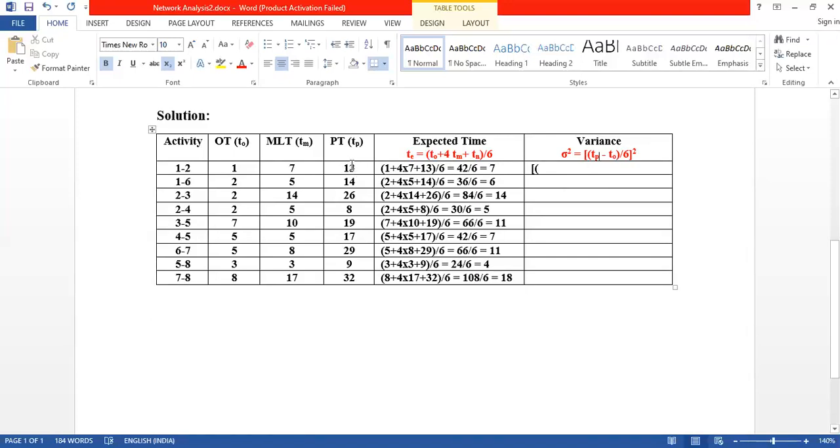So your Tp is 13, right? Your To is 1. So it is (13 minus 1), divided by 6, and square of this value. So 13 minus 1 is 12, divided by 6, right? So 12 divided by 6 is 2, and 2 square is 4. Or let me write it this way: 12 by 6, so it is 2 square, finally it is 4, right?